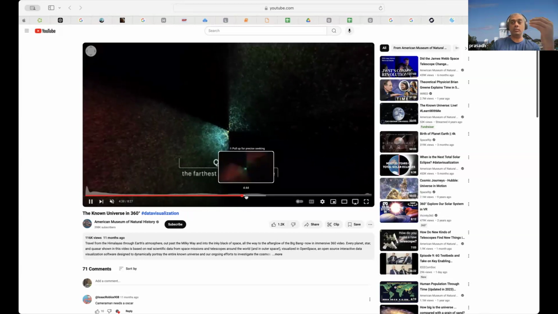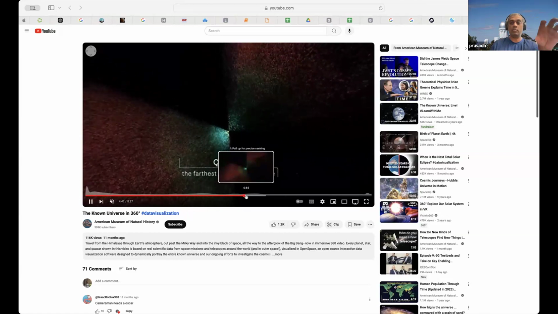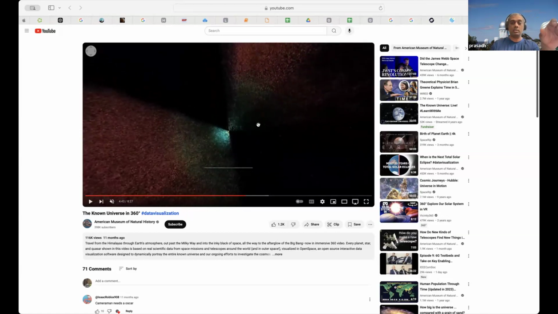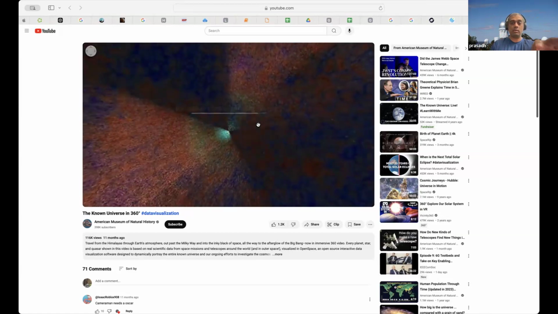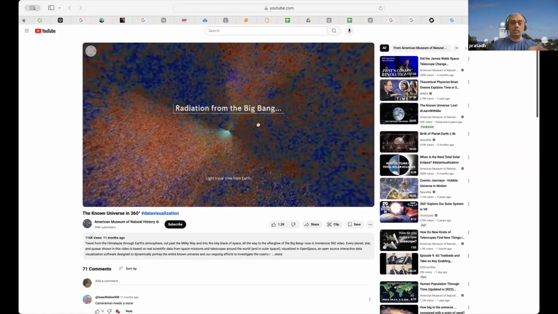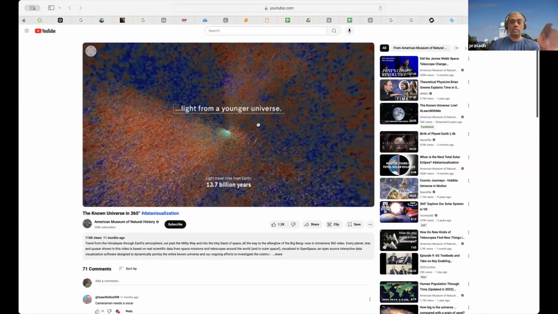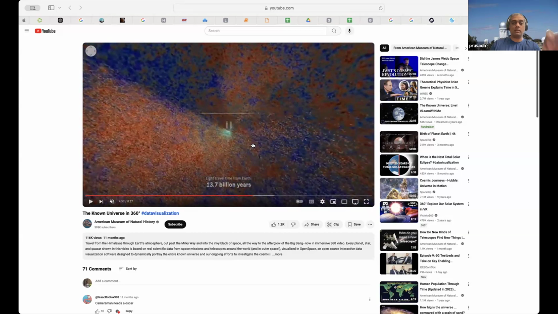You can actually, if you want, go back and play it backward as well. But I'm not going to do that. So this is all I need to show you. These quasars are some of the most distant objects. And then you can see what we call the cosmic microwave background. And this is roughly the size of the universe, which is 13.7 billion years.